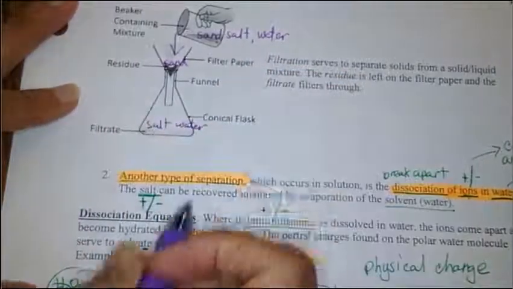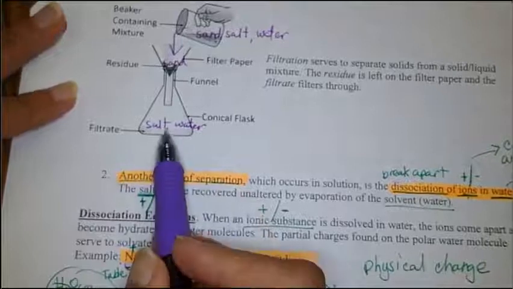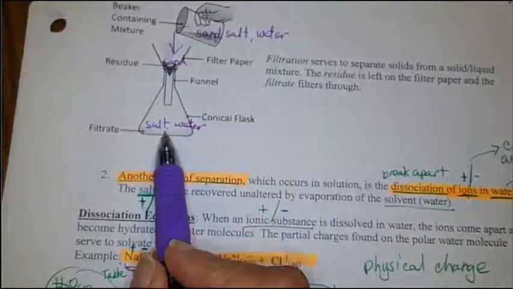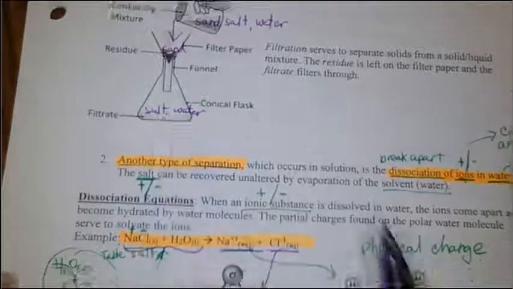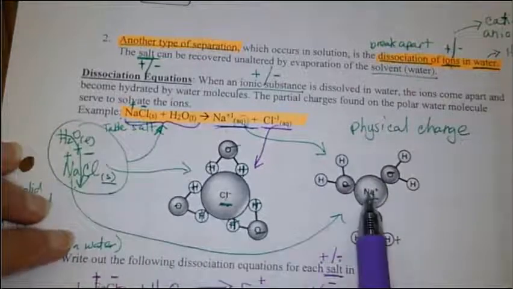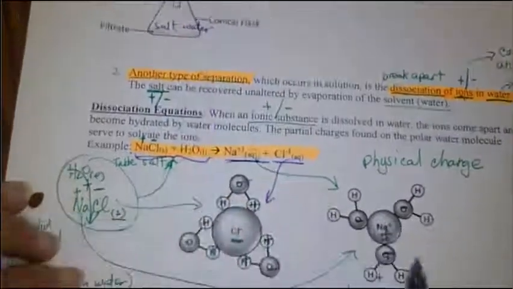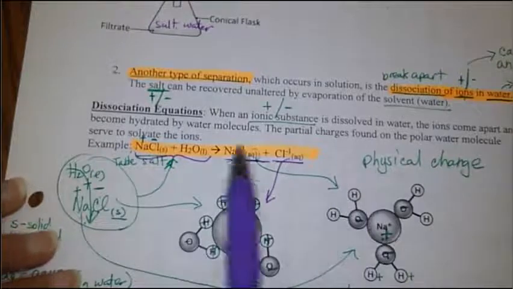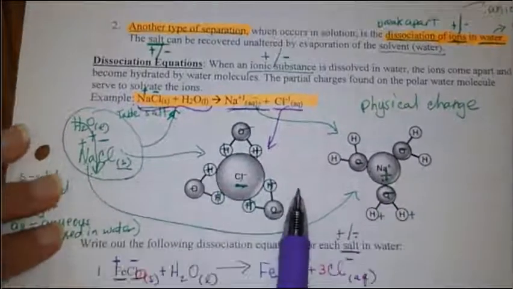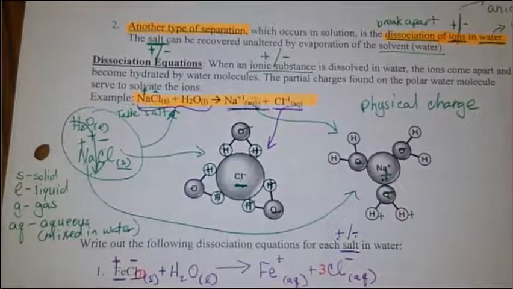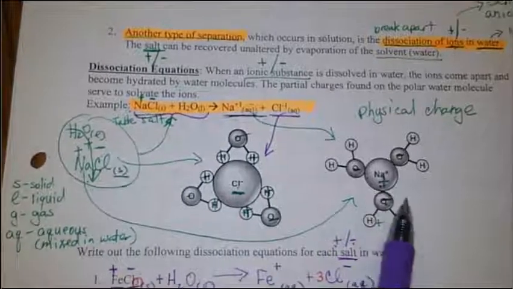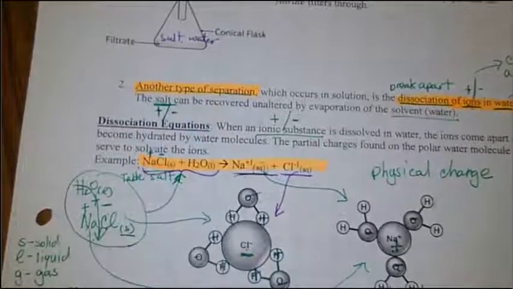So what's happening to the salt water in here? Well, it dissociates. The salt you can't really see because the salt is now mixed in with water. So in the salt water, the dissociation of ions in water is what is happening. This is how your salt looks in water right here.